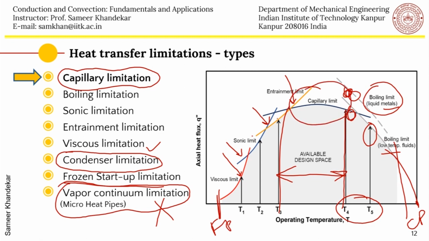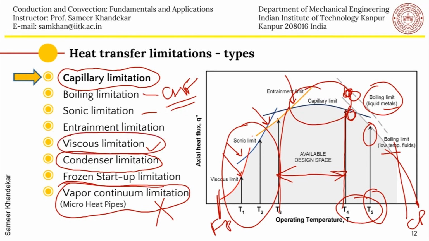That point is the boiling limitation. Similarly, sonic limitation will come when the speed of the vapor is close to sonic speeds, which usually occurs on the lower end of the temperature spectrum. And of course, if it is too cold, close to the freezing point, then the heat may not be able to push the vapor, and you may have a viscous limitation. So these are different types of limitations. We will not go into the details of all the limitations in this course. Nevertheless, the most important one is the capillary limitation, which we will try to understand in the next slide.